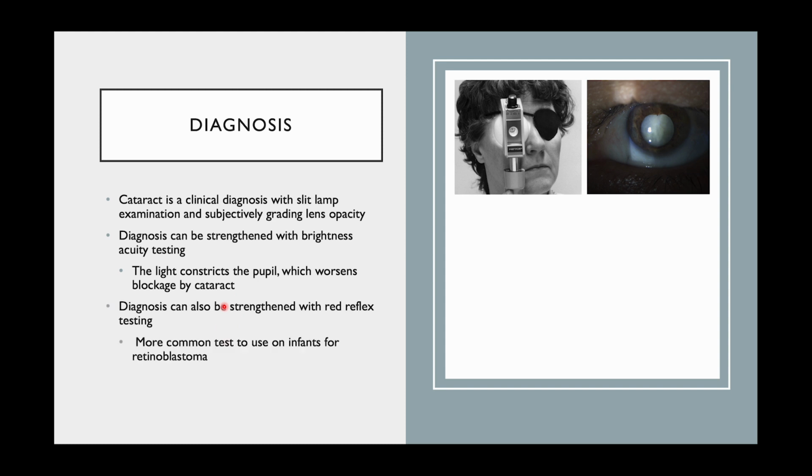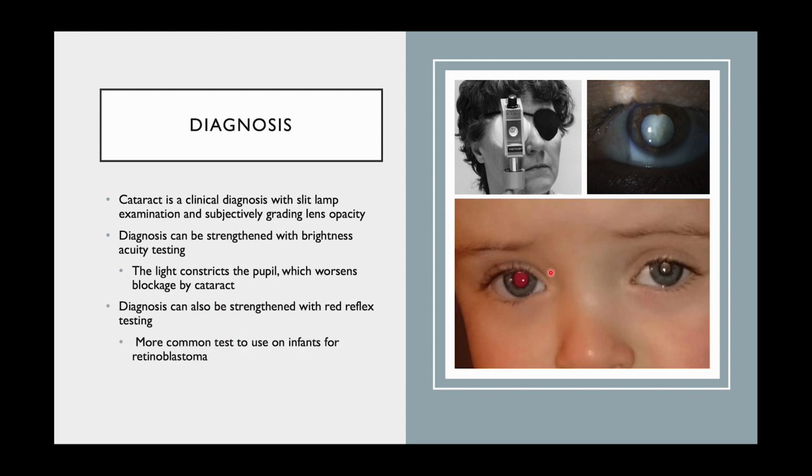You can also do a test of a red reflex. And so a normal red reflex, if you look at this child's eye, when you shine a light into the eye, it'll go all the way through the normal clear lens, and it'll bounce off the retina, which is red, and you can see it just like in this eye. But if you have a cataract, the light will shine into the eye, but it'll get blocked by the opacity of the lens. So you won't be able to see the reflection off the retina. You'll just see the reflection off the cataract.